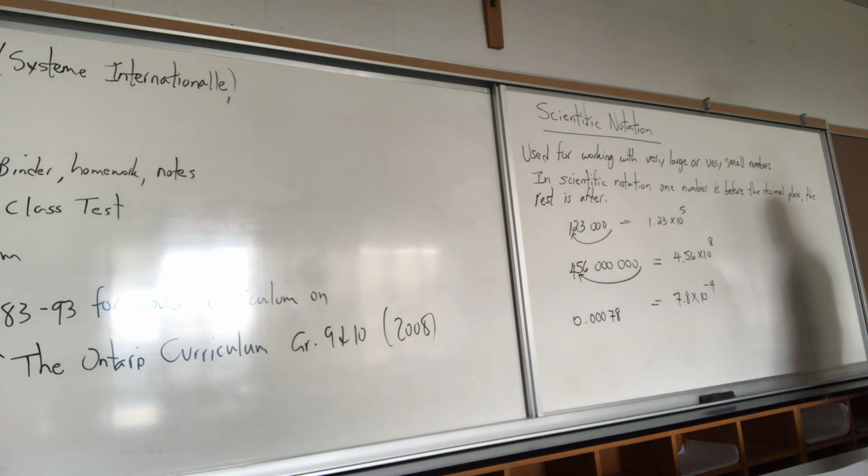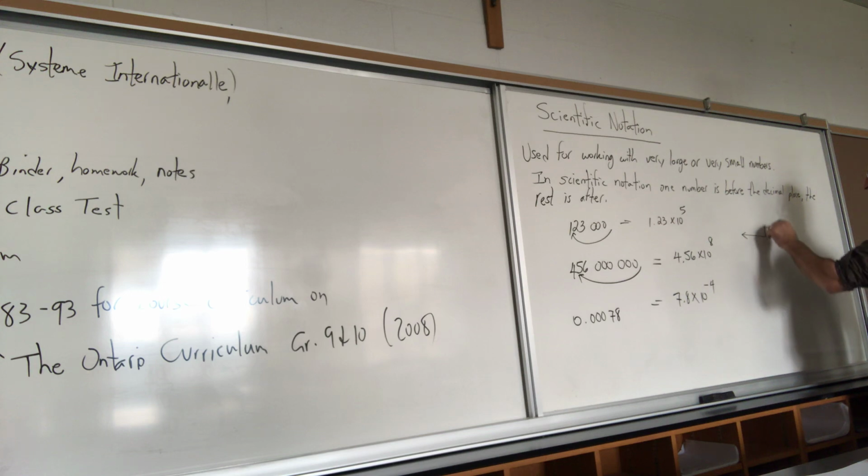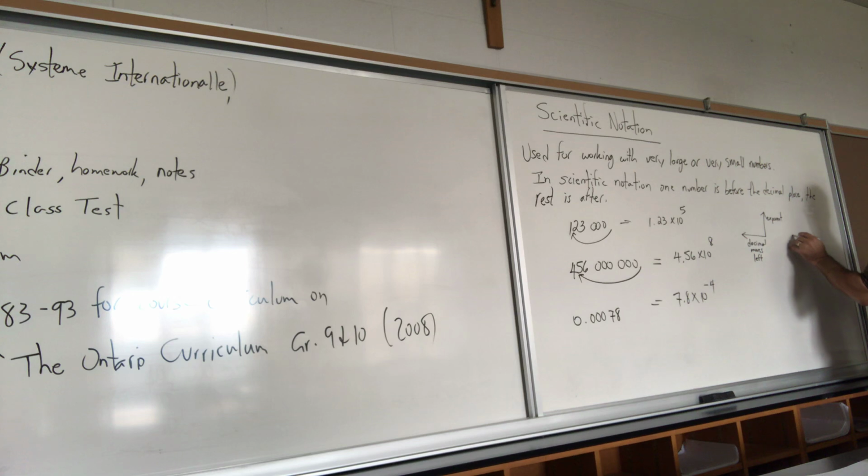So here's a good rule of thumb you can follow. When the decimal place moves to the left, the power goes up. The exponent goes up. When the decimal moves to the right, the exponent goes down. That's going to help you remember it. So you can try one.